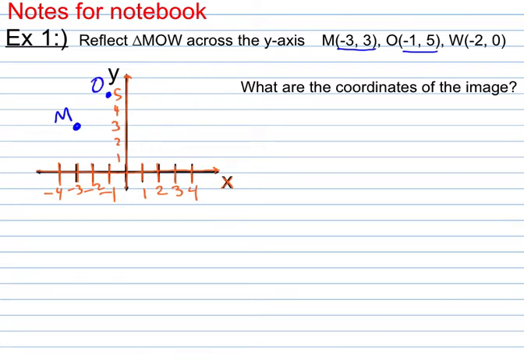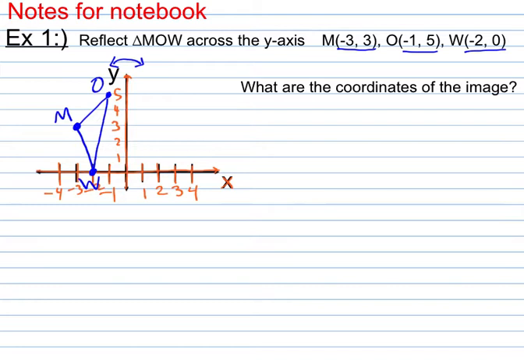Next, we've got W. W is at -2, 0. So I go back 2 and up 0. And that is W. This gives us our triangle MOW. Okay, we are going to reflect it across the y-axis. So y-axis, it's reflecting across this way. It doesn't hurt to make a quick note of that.